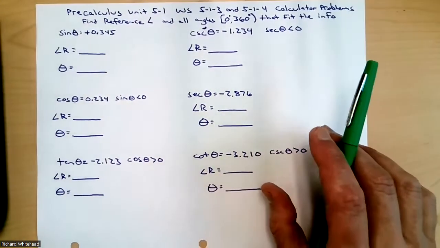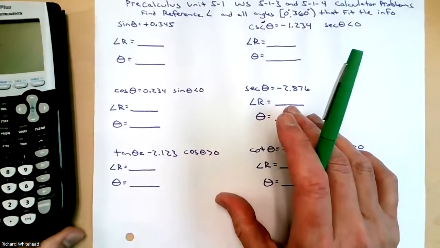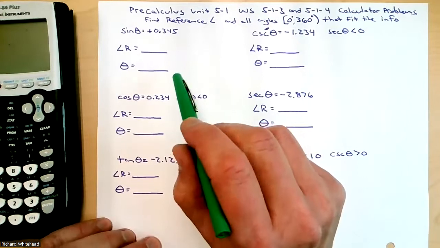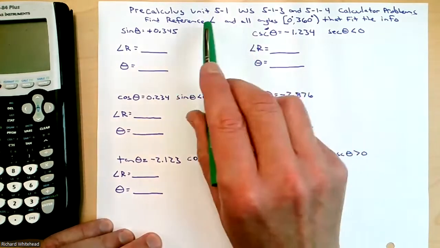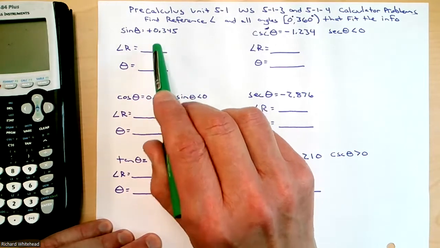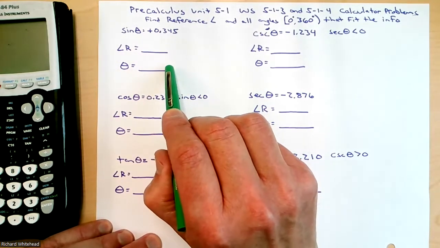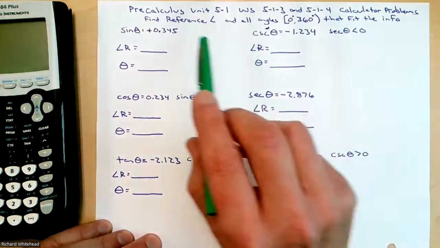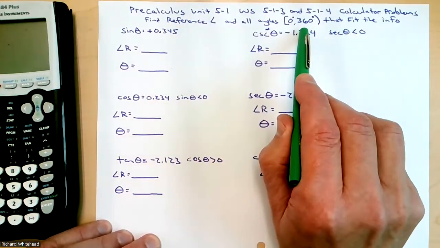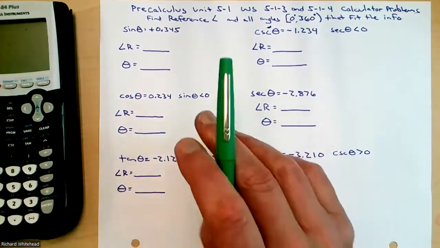Let's talk about wrapping all this stuff up. We're going to be having problems with conditions, where they give us a condition like sine theta is equal to something. Find the reference angle and find all angles theta that fit the conditions. The instructions will look something like this: find the reference angle and all angles between 0 and 360 that fit the given condition.